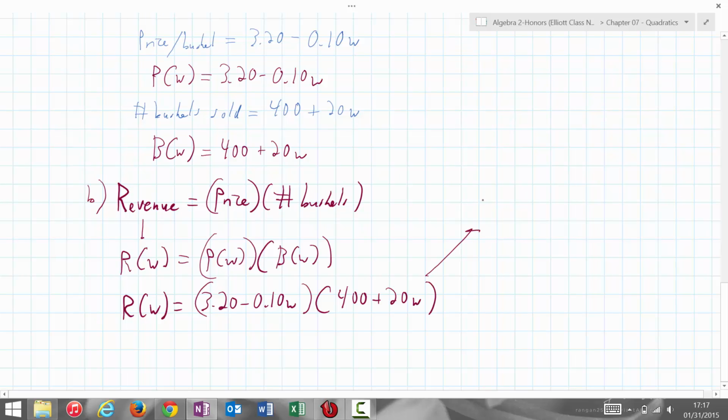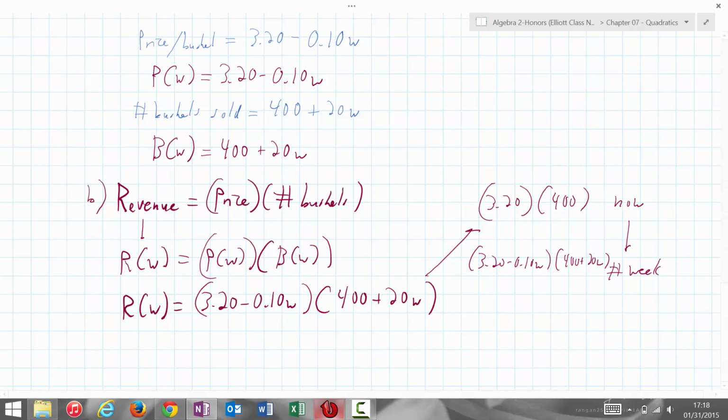I want you to take this equation and compare it to the basic revenue. $3.20 times 400 bushels, that would be now, but we're waiting a number of weeks. And so that's where we get the 320 minus the 10 cents for the number of weeks, and that's where we get the 400 plus 20 times the number of weeks.